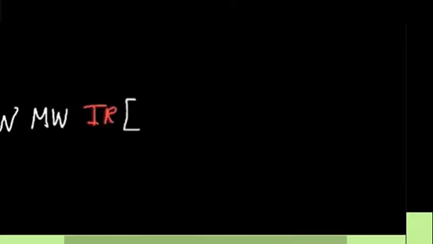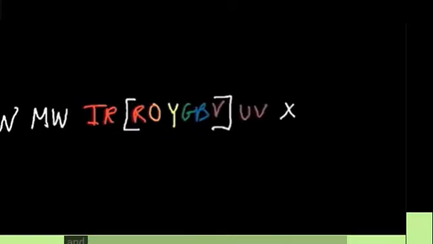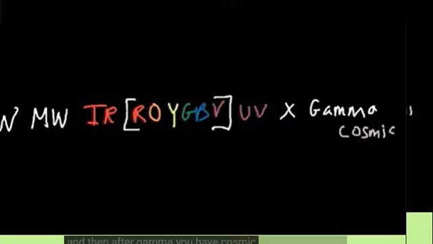After infrared, you have the visible light. So it's a spectrum. You have colors such as red, orange, yellow, green, blue, and violet. After violet, you have ultraviolet rays, and then you have X-rays, and then gamma rays. And then after gamma, you have cosmic radiation.